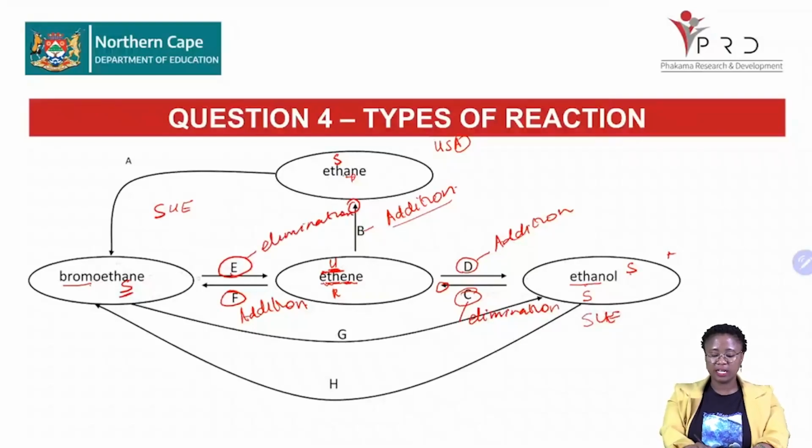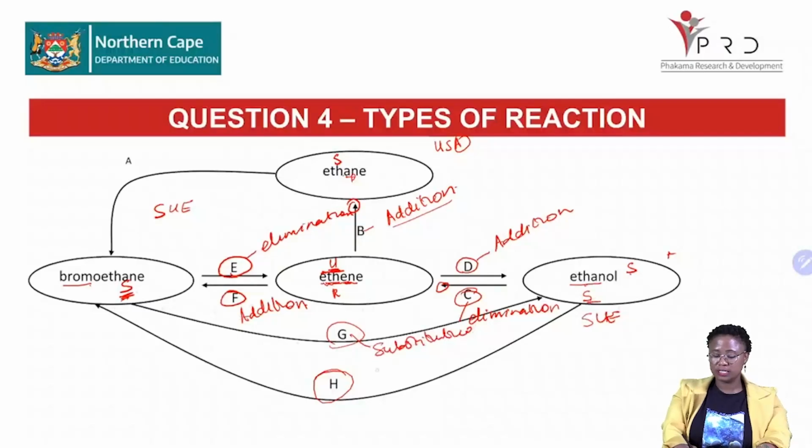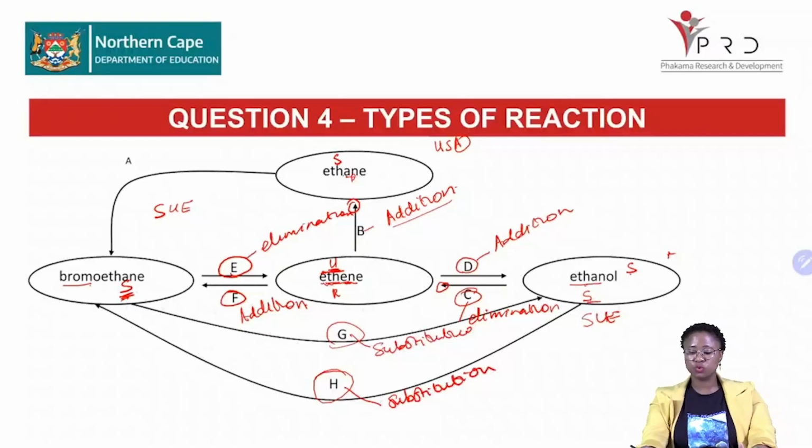What did I eliminate? What I have added. What is the type of elimination reaction? Dehydrohalogenation. And then lastly, we look at G and H. We are moving from saturated to saturated. The type of reaction G will be substitution. All right. And then again, H, saturated to saturated. The type of reaction will be substitution. Guys, I hope all of this is going to assist you as you prepare for your examination.